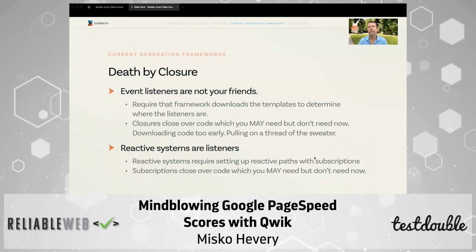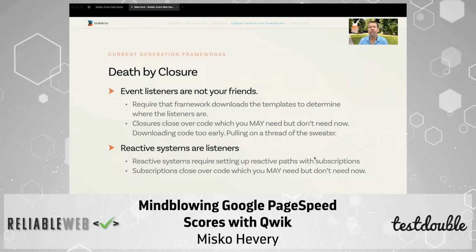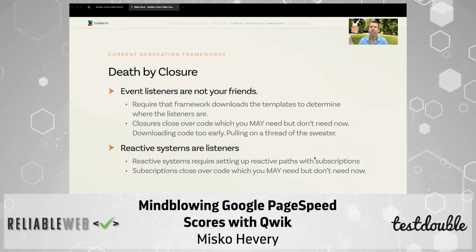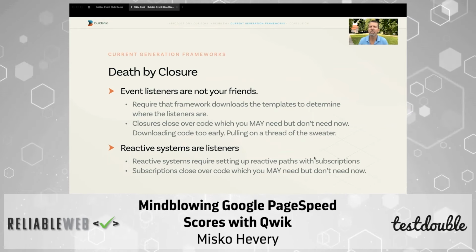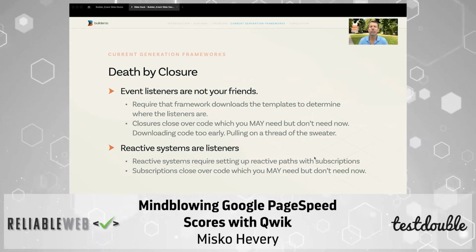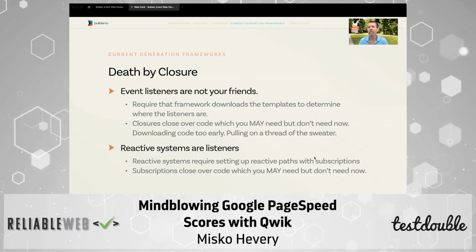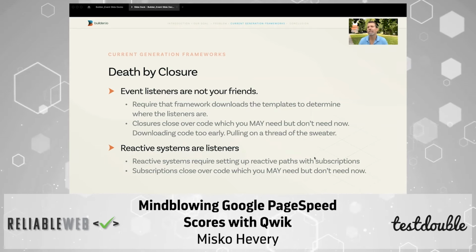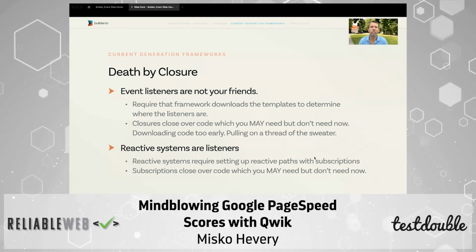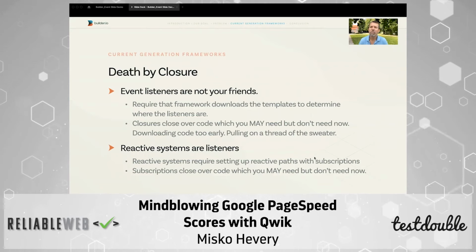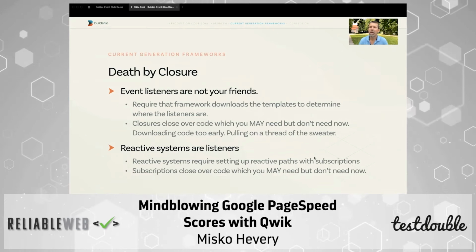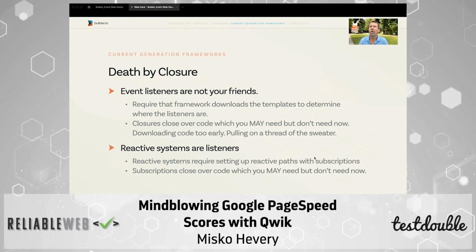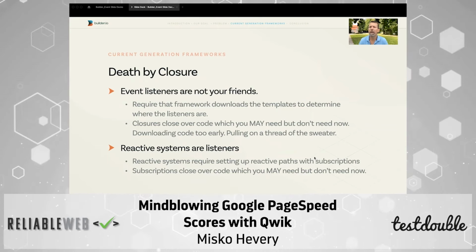So the first thing is what I call death by closure. Death by closure really deals with the fact that we use closures everywhere. And I'm not saying closures are not good. They're super useful, they're the thing that we turn to when we build just about anything. But they do have a cost. And I don't mean the cost of allocation at runtime. I mean the cost of download at compile time.